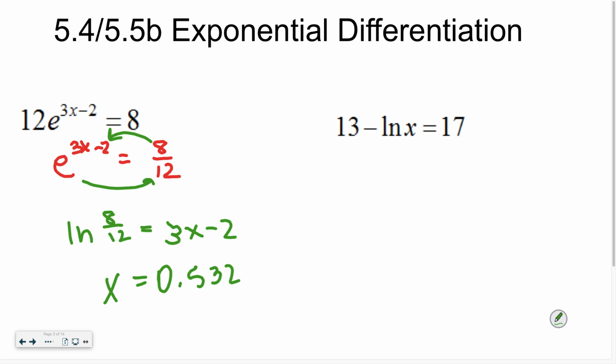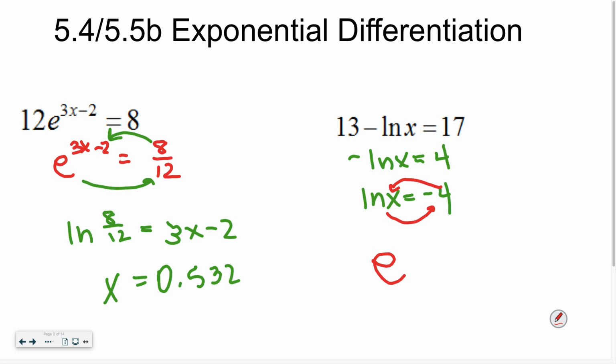Okay, on this one, we have a logarithmic equation. So we can subtract 13 over to the other side and divide that negative over. And so in this case, if we want to solve for x, again, we're switching forms, but now we're switching to exponential. So e to the negative 4 equals x.